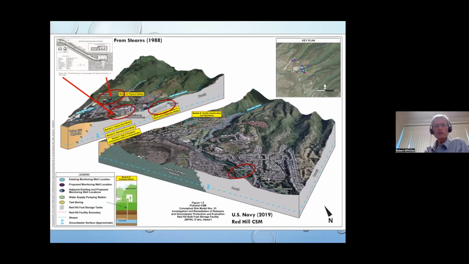We borrowed this diagram from the Navy's conceptual site model for Red Hill, and it actually shows our problem. We have 20 very large underground fuel storage tanks situated within the rock of the Red Hill Ridge, the bottoms of which are about 100 to 150 feet above the groundwater, and that groundwater is a primary drinking water aquifer for the island of Oahu.